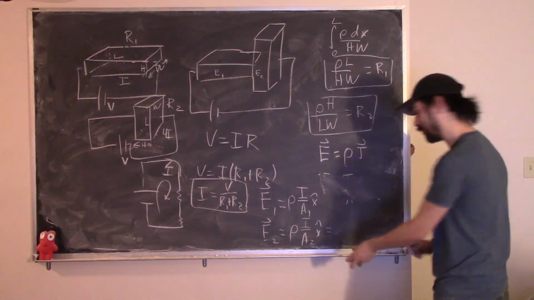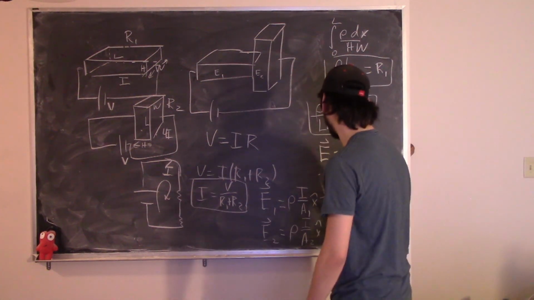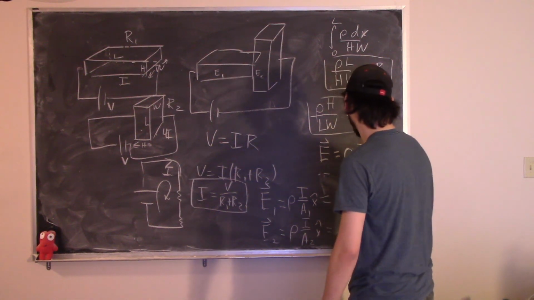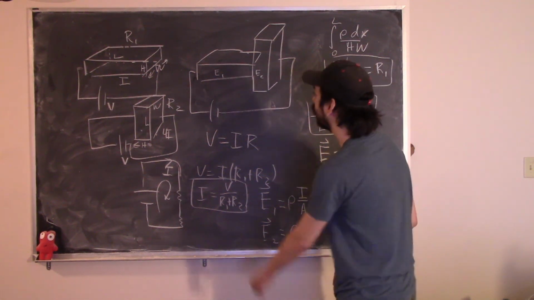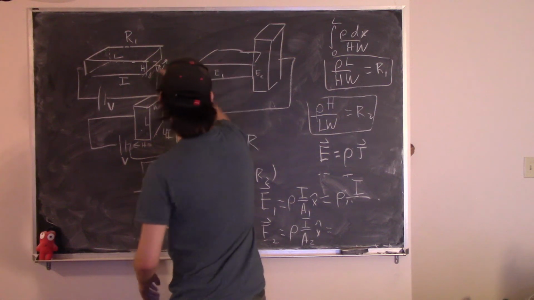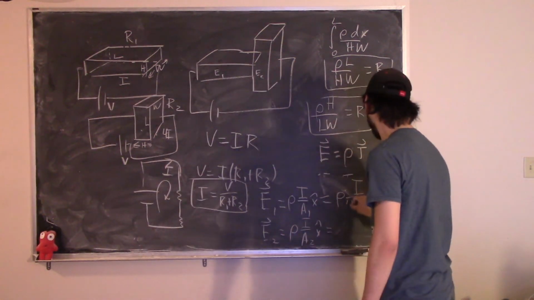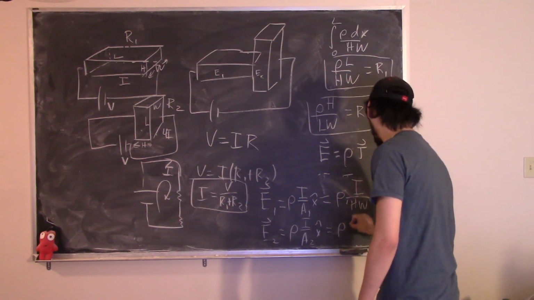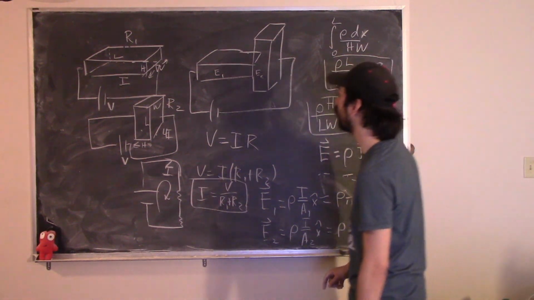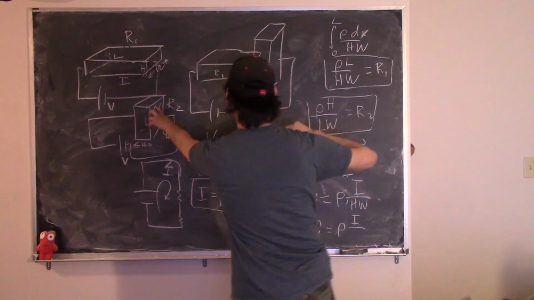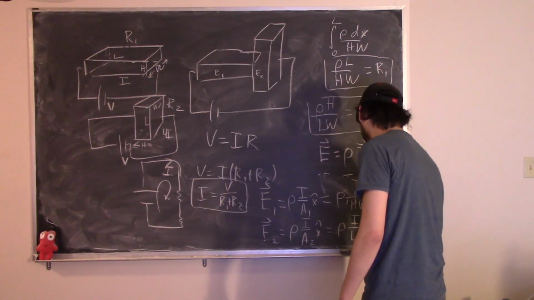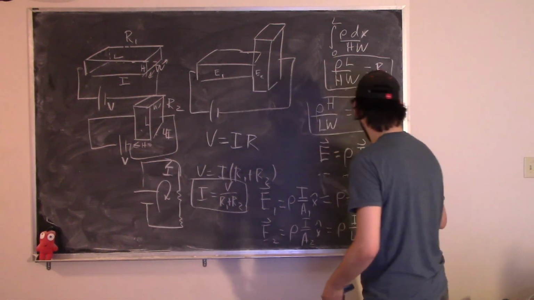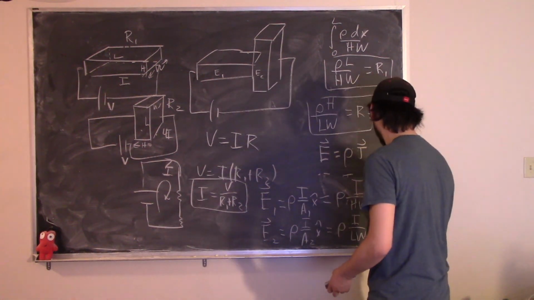Make sure I'm not frozen, we're good. This is going to be equal to rho times I divided by A1, this cross-sectional area, which is HW. And this one, rho times I divided by A2, which has a cross-sectional area of L times W. And so these are my electric fields. I have a vector here, so I should have a vector on both sides.